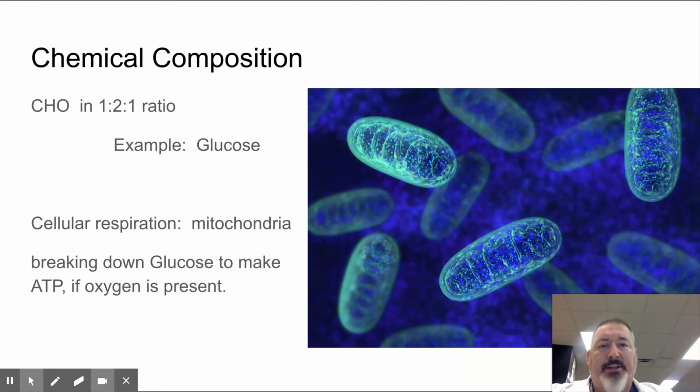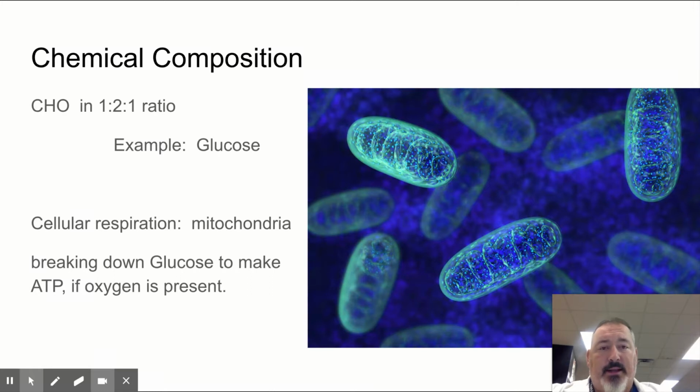Carbohydrates are going to be made up of three chemicals. Make sure that you can list those three chemicals: carbon, hydrogen, and oxygen. And it's in a 1 to 2 to 1 ratio. An example of a carbohydrate is glucose.